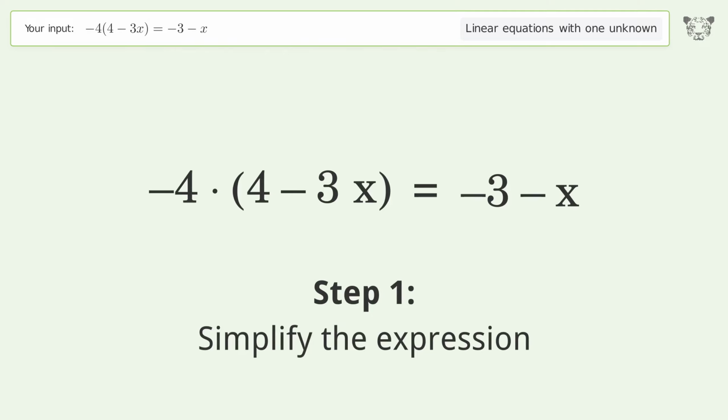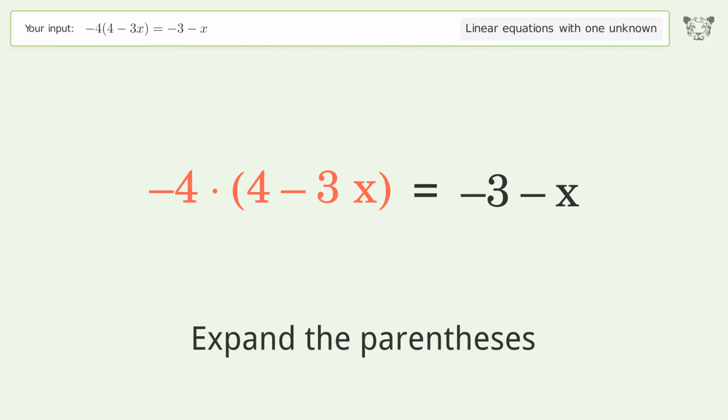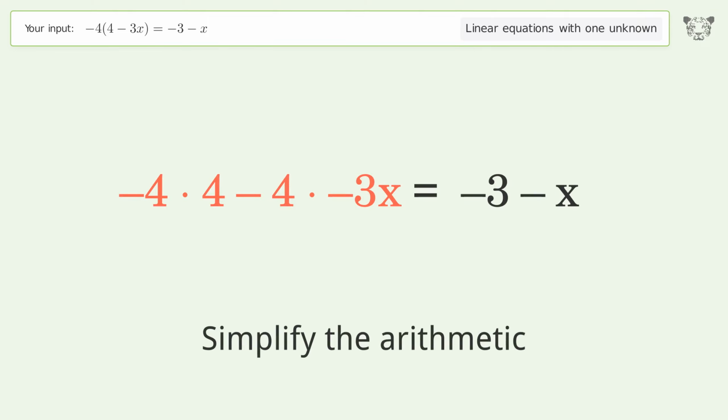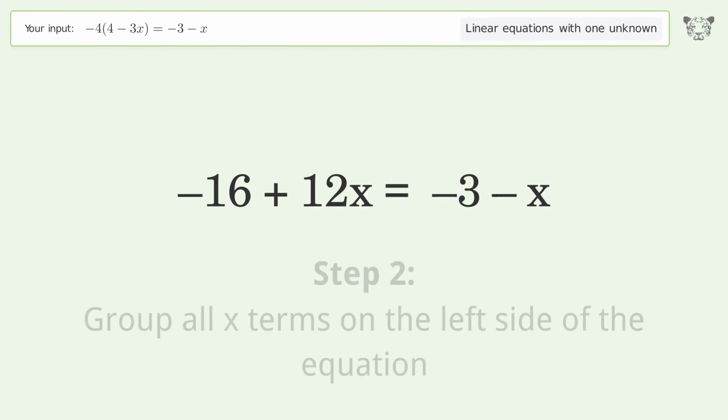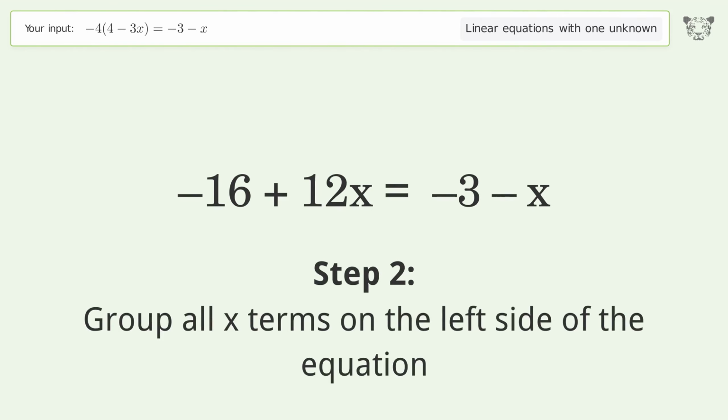Simplify the expression. Expand the parentheses. Simplify the arithmetic. Multiply the coefficients. Group all x terms on the left side of the equation.